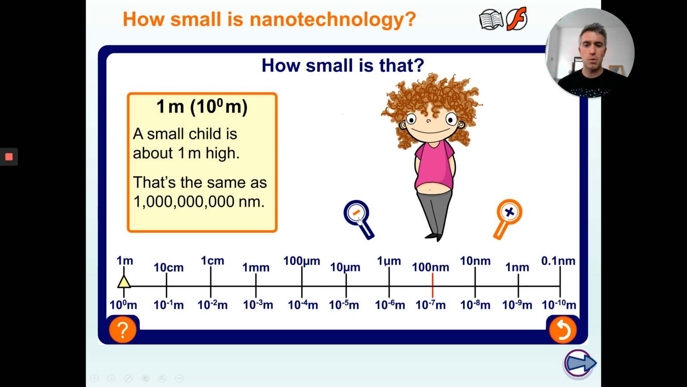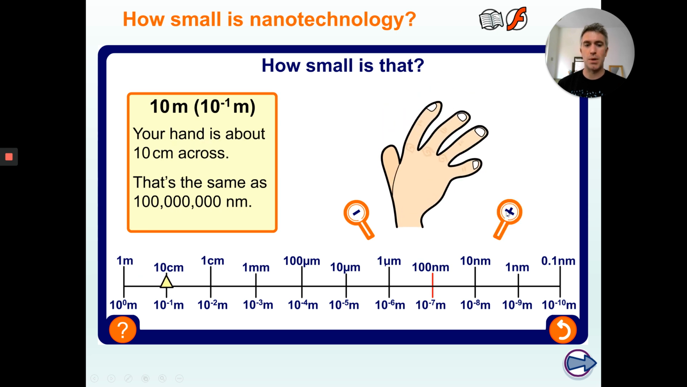Let's go down. What's smaller than that? Apparently nothing. Right, there we go. Let's zoom in. So your hand, it says, is about 10 centimeters across. Do I have a ruler here? Let me use my hand. I don't have a ruler.